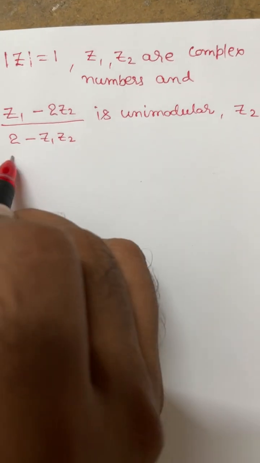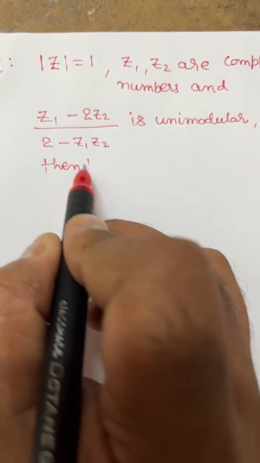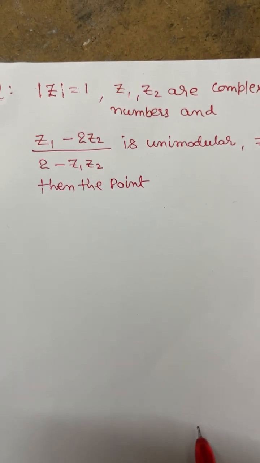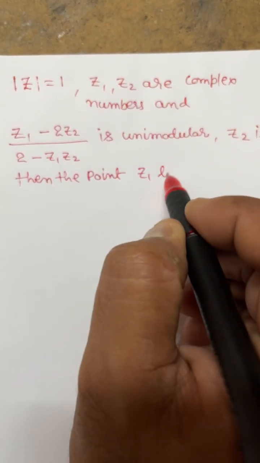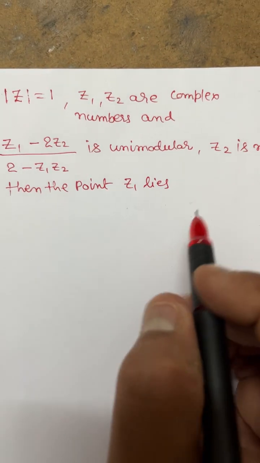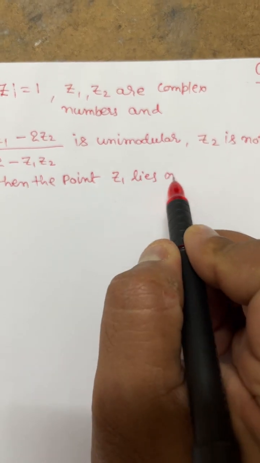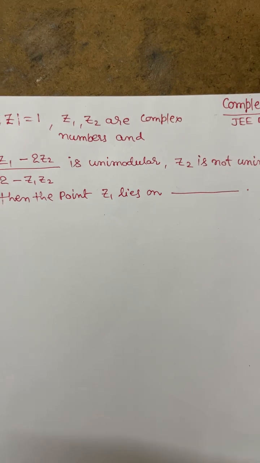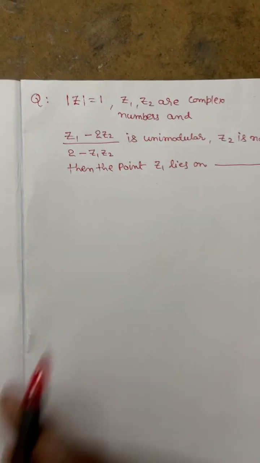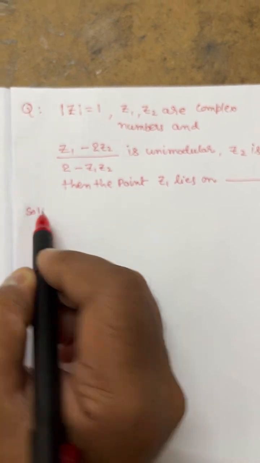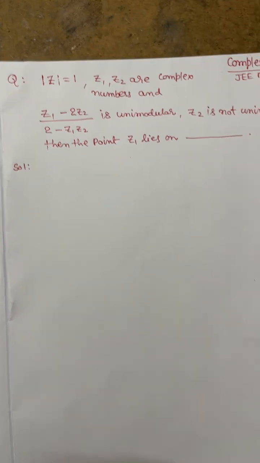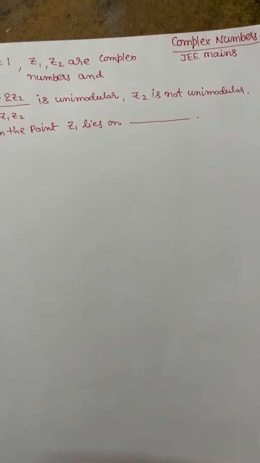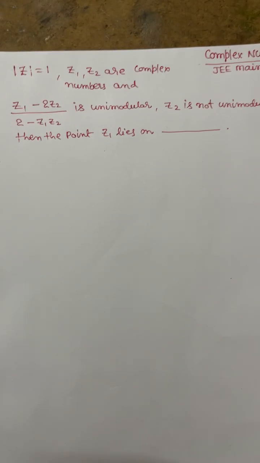Then the point z1 lies on. So the options we need to find. So this is the question. I think this question was asked in the 2015 JEE Mains. So let us have a discussion on the question here.